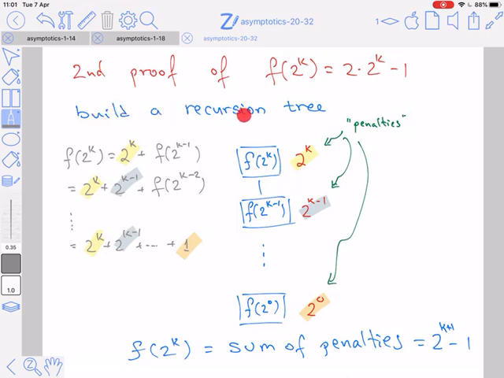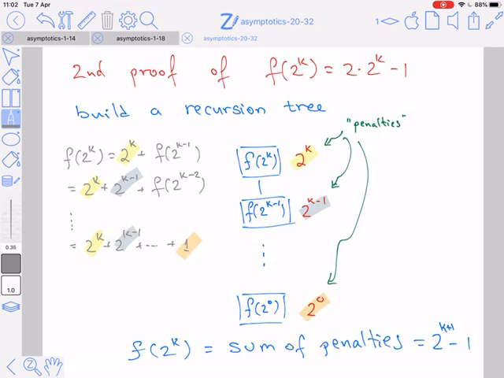I built a recursion tree. This is a recursion tree where I follow the recursive calls, and next to each recursive call, I write the penalty. So the penalty associated with the first recursive call is 2 to the k. The penalty associated with the second recursive call is 2 to the k minus 1. And the penalty associated with the last call is 1. And all I have to do now is sum up all these penalties, and I get that the sum of all the penalties is what I wanted to prove.